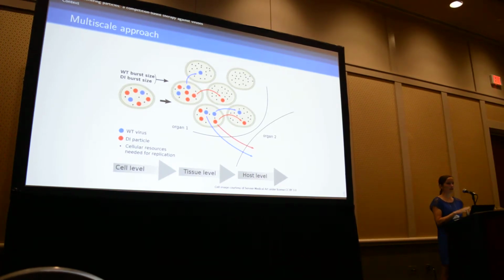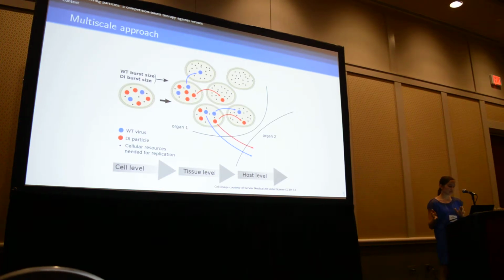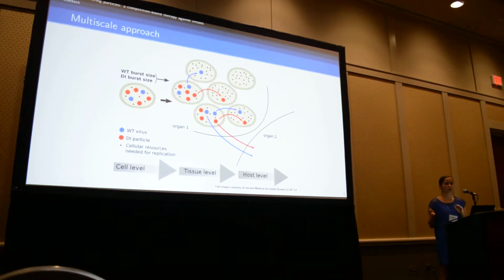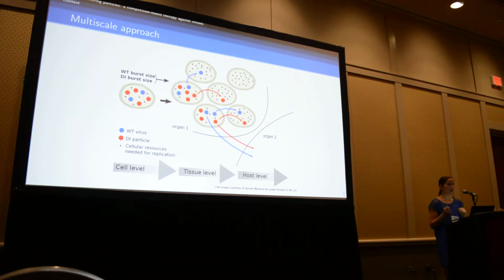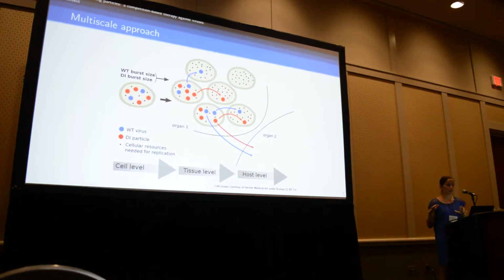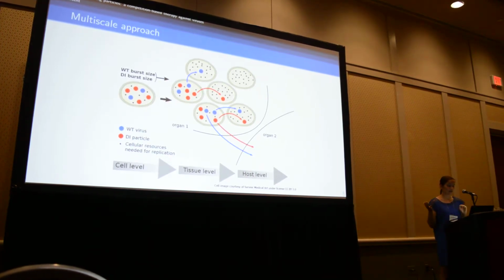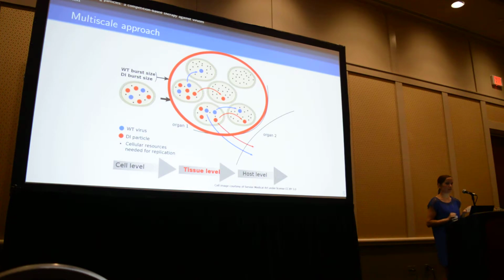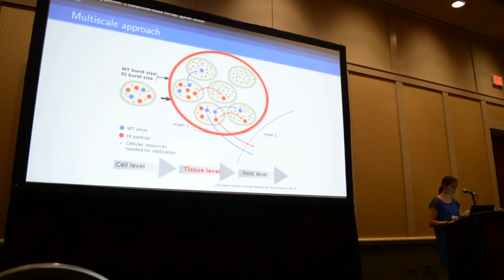These burst sizes serve as input parameters for the next level, which is the tissue level, where we study the spread of the wild type and the DI at the cell population level. And then the next level is the host level, where we developed a multi-organ model. For this presentation, I am going to focus on the tissue level.